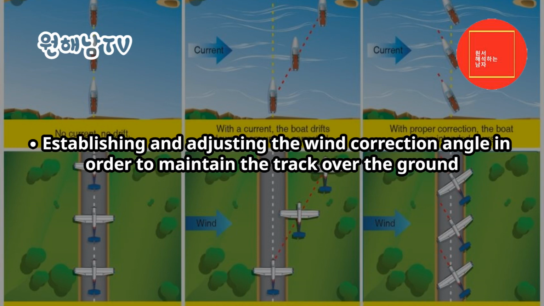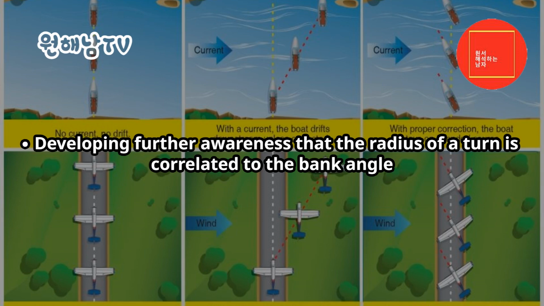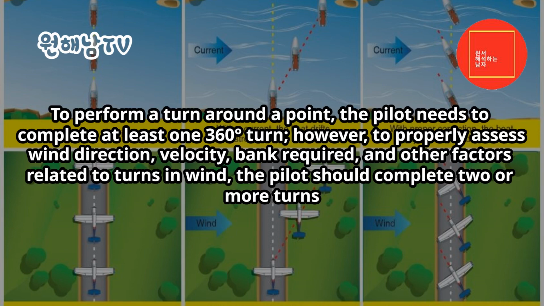Establishing and adjusting the wind correction angle in order to maintain the track over the ground. Developing the ability to compensate for drift in quickly changing orientations. Developing further awareness that the radius of a turn is correlated to the bank angle. To perform a turn around a point, the pilot needs to complete at least one 360 degrees turn. However, to properly assess wind direction, velocity, bank required, and other factors related to turns in wind, the pilot should complete 2 or more turns.